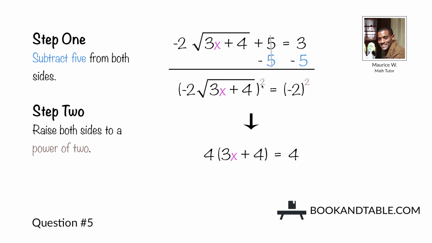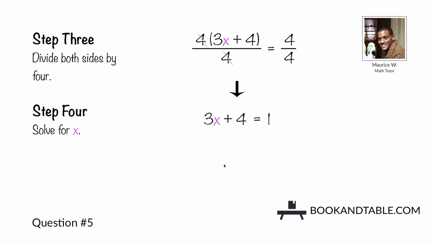Negative 2 squared equals 4. The square root of 3x plus 4 squared is equal to 3x plus 4. And on the right side, we have negative 2 squared, which is equal to 4. You can now divide both sides by 4 for step 3, leaving you with 3x plus 4 on the left side. And on the right side, 4 divided by 4 is equal to 1.